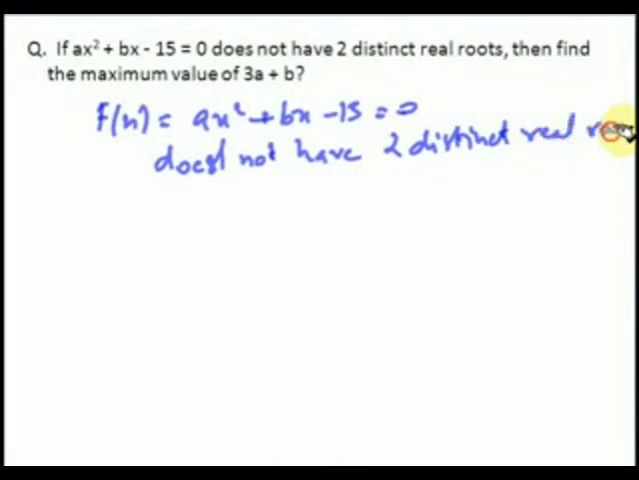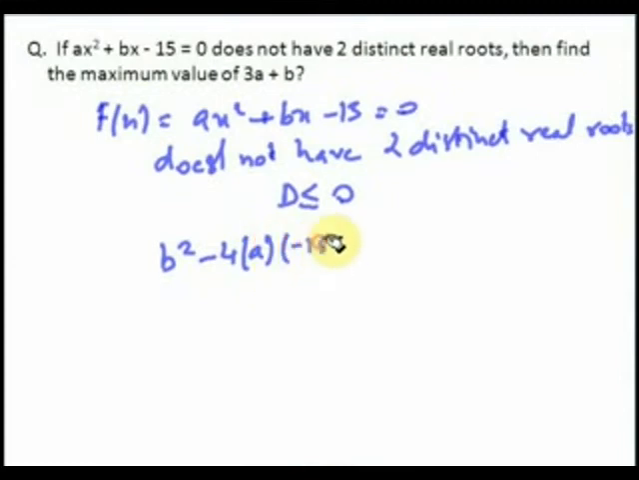this implies that D is less than or equal to 0. D less than or equal to 0 means b square minus 4ac, where a is a and c is minus 15, is less than or equal to 0. It implies that b square plus 60a is less than or equal to 0.